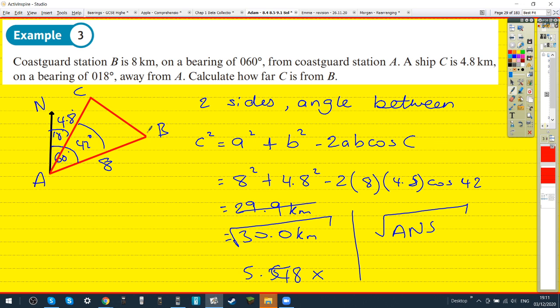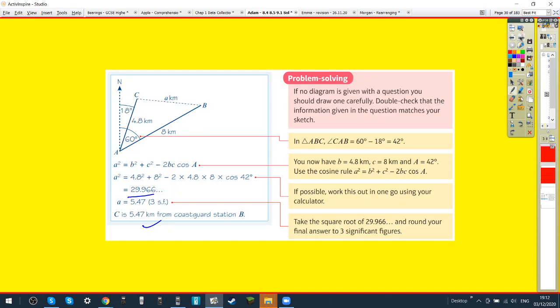60. Distance of 8.18. Distance of 4.8. So angle of 42. Join those up. Two sides, angle between. Cosine rule. Any question about that? Nope. And it's quite common for bearings to involve the cosine rule.